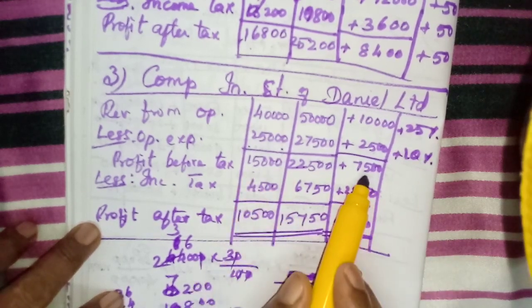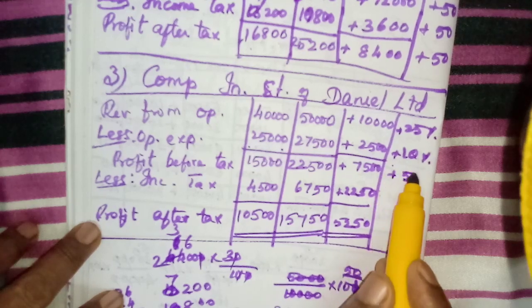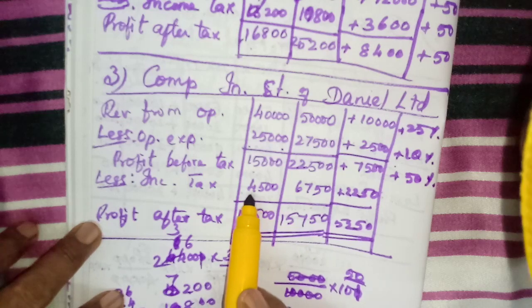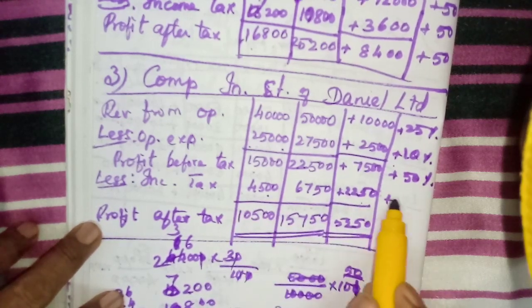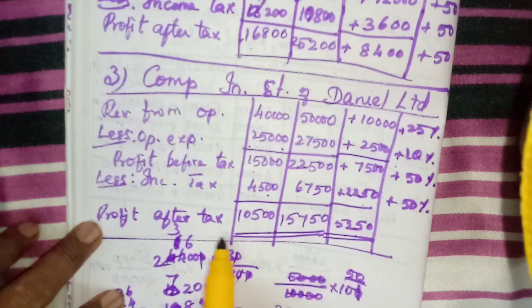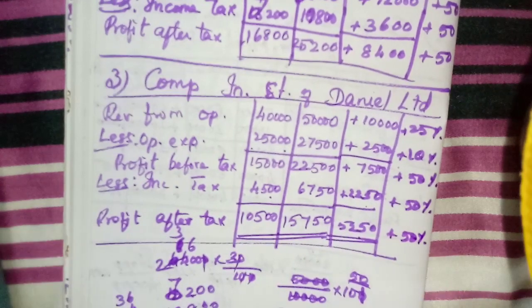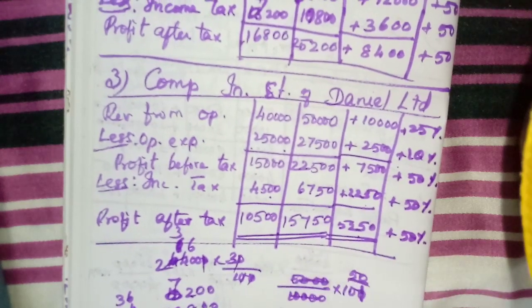Then 15,000, 7,500. This is half, isn't it? So plus 50%. Here 4,500, 2,250. This is half. So 50%. Here 10,500, 5,250. So half. Half of 100, 50%. Okay.